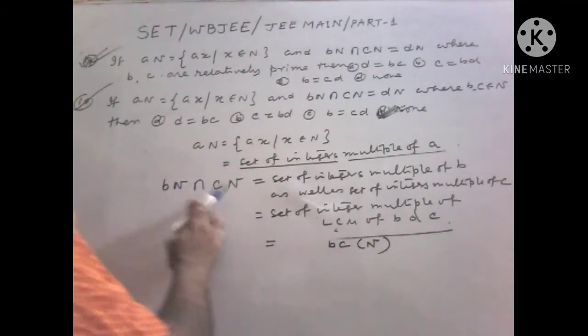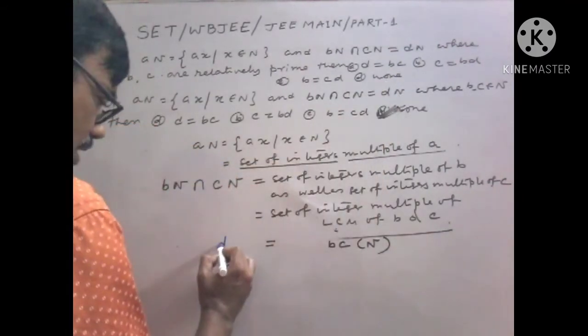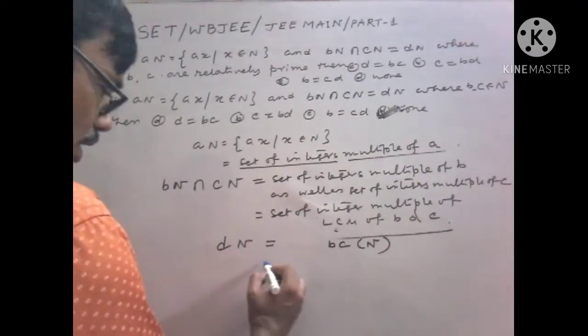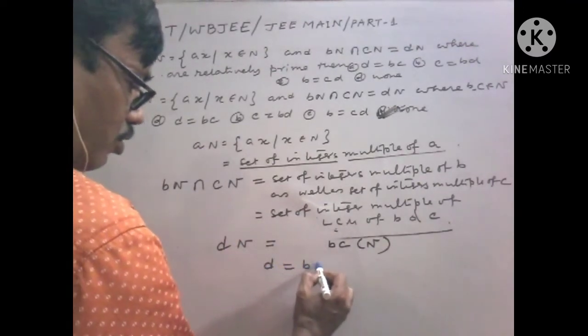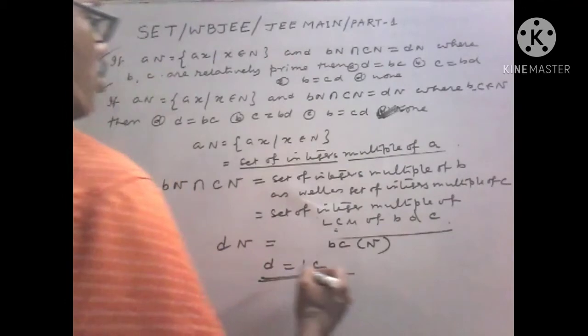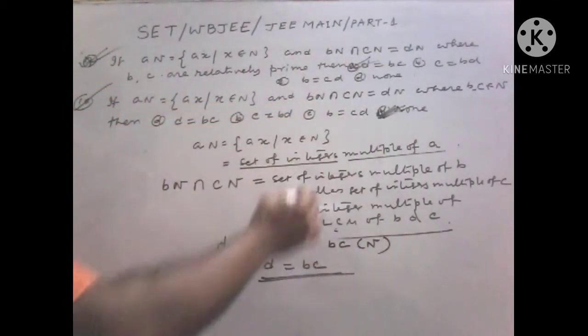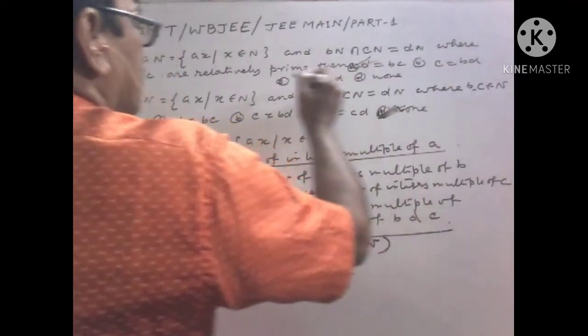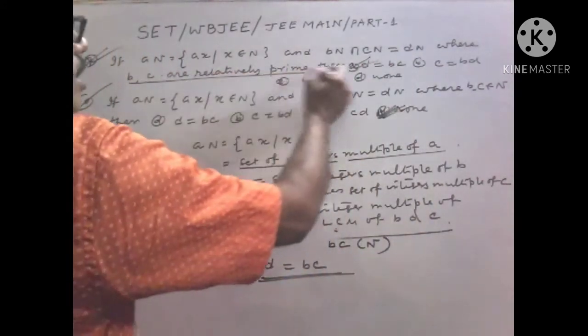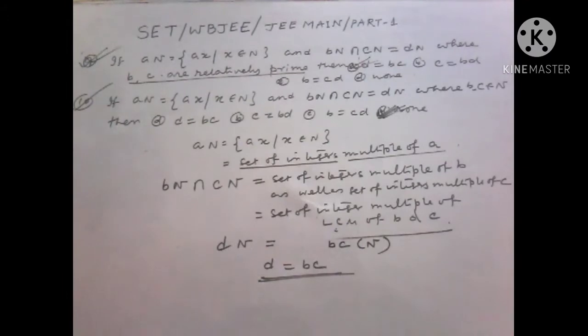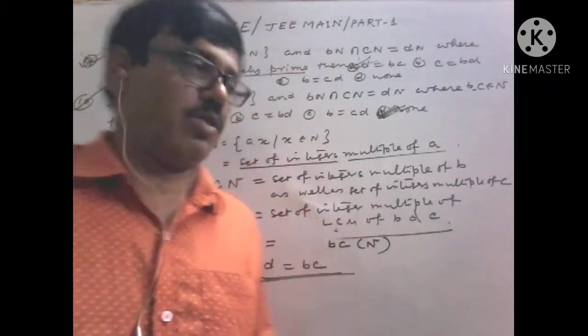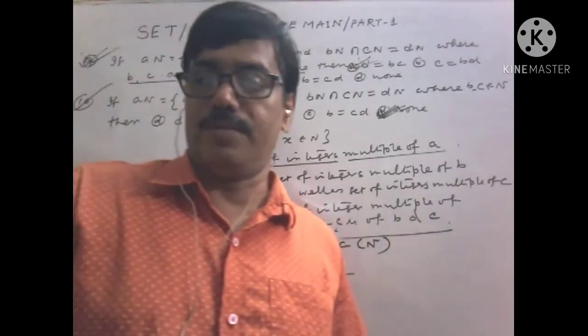So Bn intersection Cn is given as Dn. If we compare, D equals bc. Option A. With this additional condition we get D equals bc. So these are simple problems.